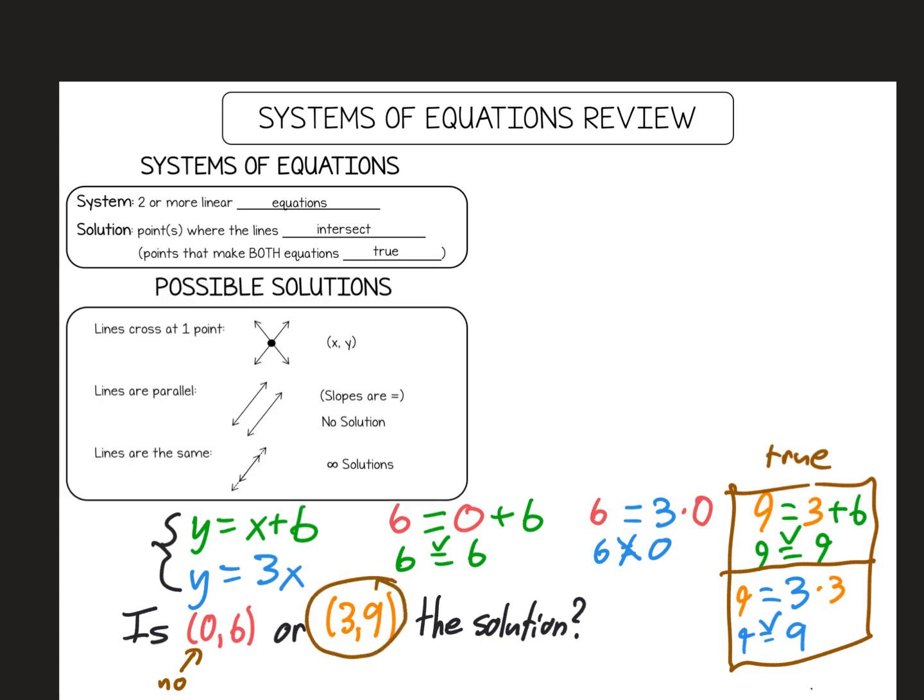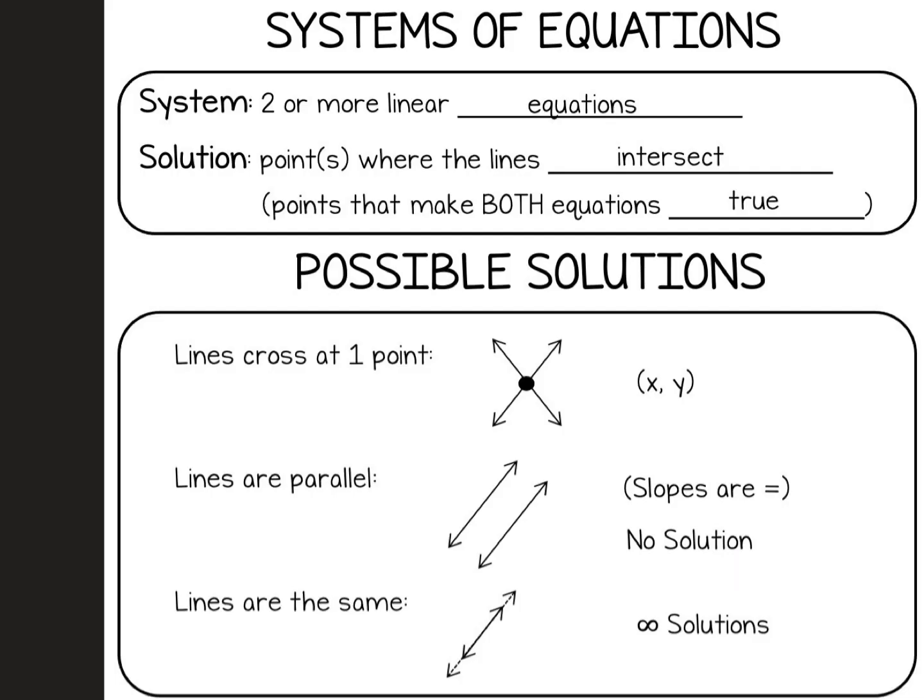Now, there are actually 3 possible solutions you can get to a system of equations. The first solution is what we just did in the example, where you have a single point (x, y) that is the solution. This happens when the graphs of the two lines cross at a single point or intersect.